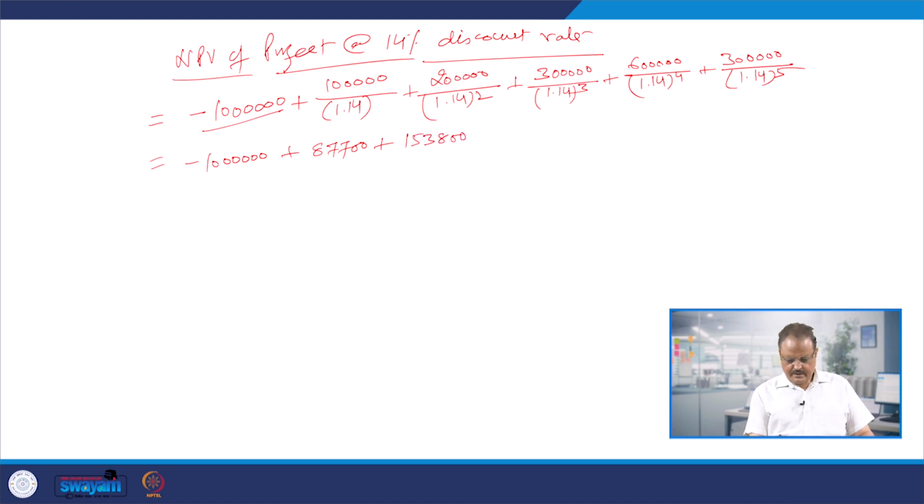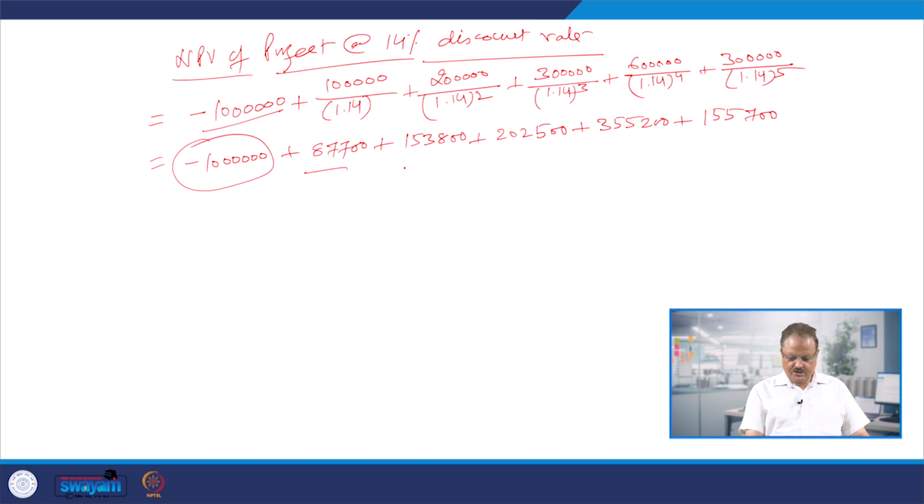1,53,800, right? And when you go for the third, this 3 lakh would be discounted at 1.14 power 3. So the value will come as 2,02,500 rupees. And the next value is 6 lakhs to be divided by 1.14 power 4. If you divide this, you will get 3,55,200 rupees. And if you go for the last value, it will come up as 1,55,700 rupees, right.